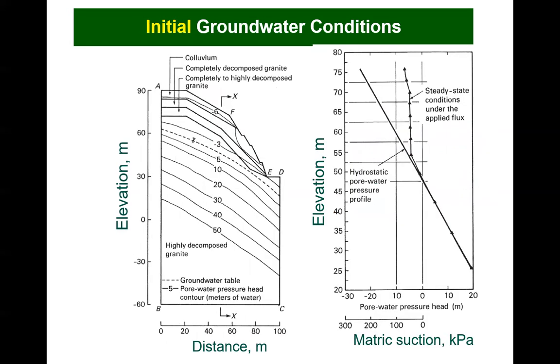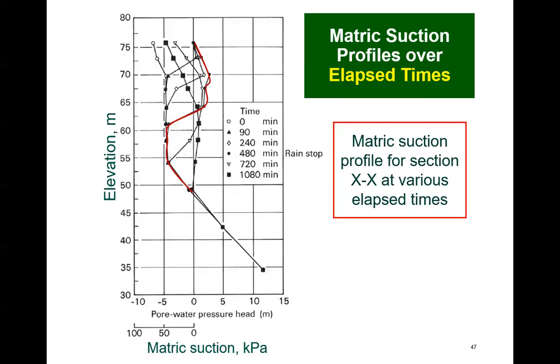Since the analysis is transient in nature, it is necessary to establish a starting or an initial pore water pressure profile. This was done by first subjecting the ground surface to an average annual precipitation. The resulting pore water pressure profile is shown for the XX cross-section near the midpoint of the slope. The slope was then subjected to a heavy rainfall.